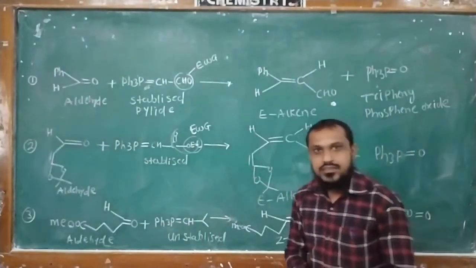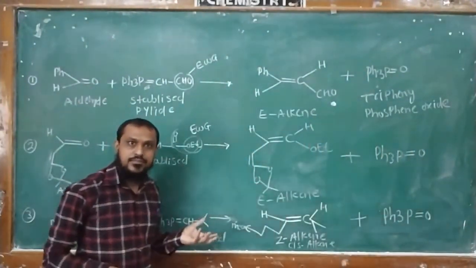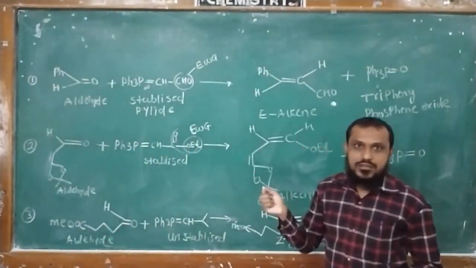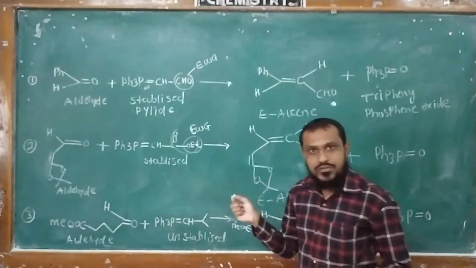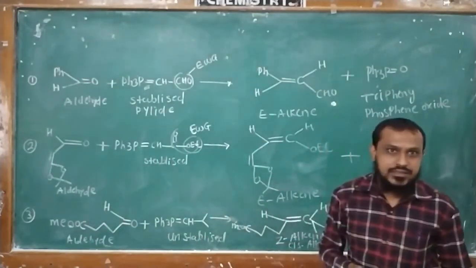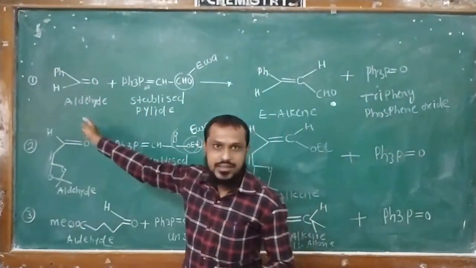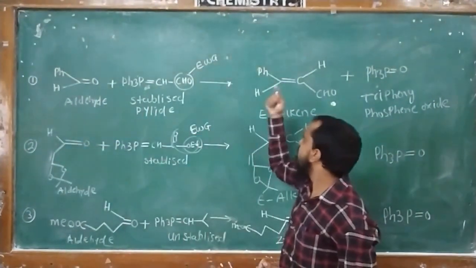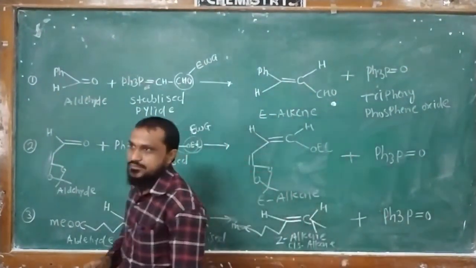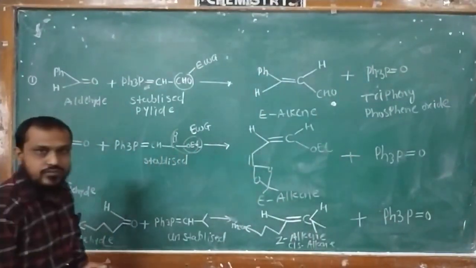So these are the different types of examples of the Wittig reaction, and the mechanism of all the reactions is the same. In the first step, the phosphonium salt is formed, which is converted into phosphorus ylide. Then the formed phosphorus ylide reacts with the aldehyde to form an alkene. So these are the three examples of the Wittig reaction.